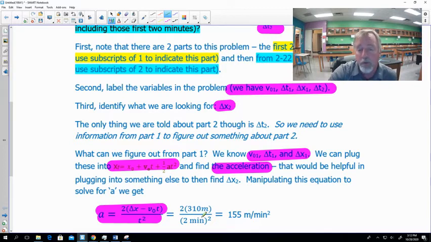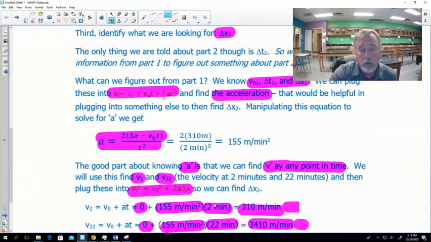This was really important. Finding the acceleration was really important because we get a wealth of information about what's going on in part 2. Right? Once we know the A, we can find our velocity at any point in time, specifically the velocity at 2 minutes and the velocity at 22 minutes, because our part 2 starts at time equals 2 minutes and ends at time equals 22 minutes.